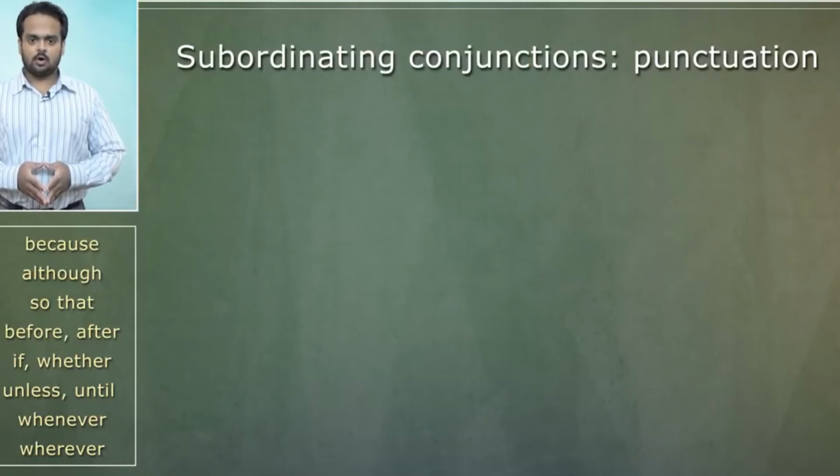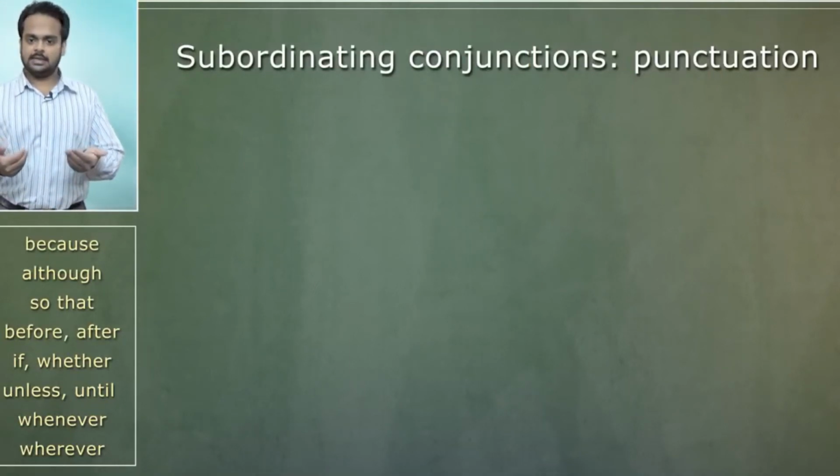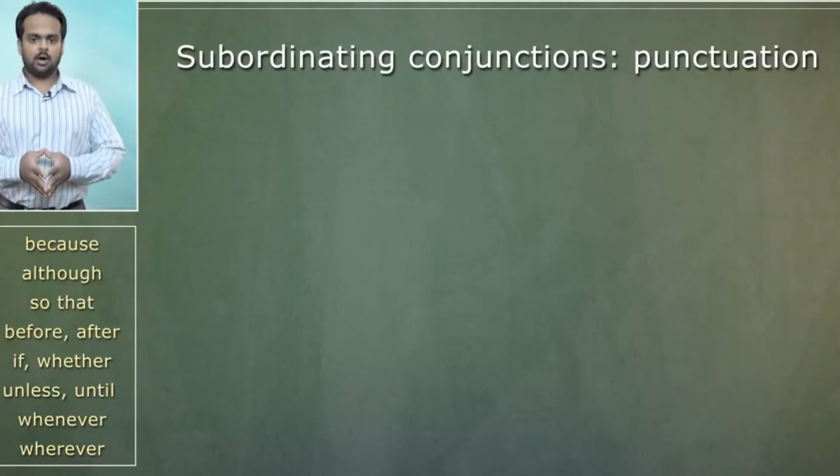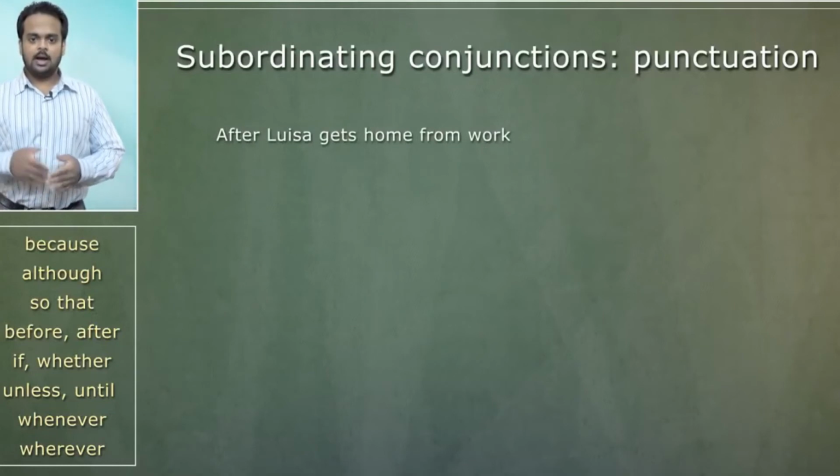Subordinating conjunctions are words like because, unless, before, after, if, etc. But why are these called subordinating? Well, look at this example. After Louisa gets home from work. Is this a complete sentence? It's not, because it has the word after in it.